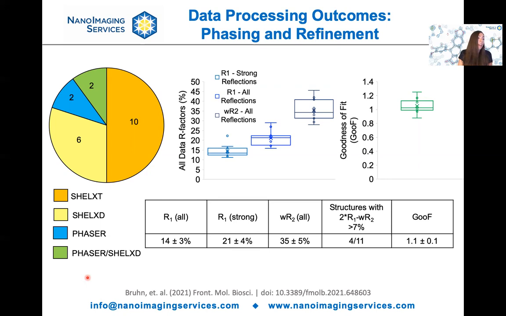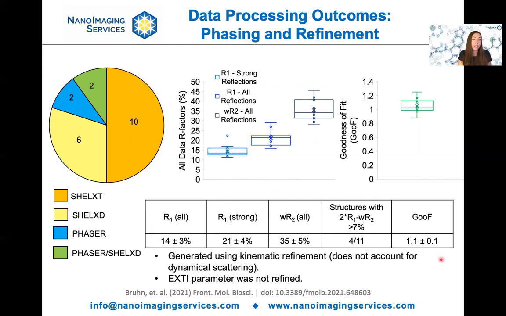fully refined. And you'll note that these R values are higher than what we would expect for single crystal X-ray diffraction, but they are pretty good for electron diffraction data. And I'll just note that these data were refined using kinematical refinement, and we did not account for dynamical scattering. And presumably, if we were to refine that dynamical scattering, these R values would drop. I'll also just note that we did not refine the extinction parameter.